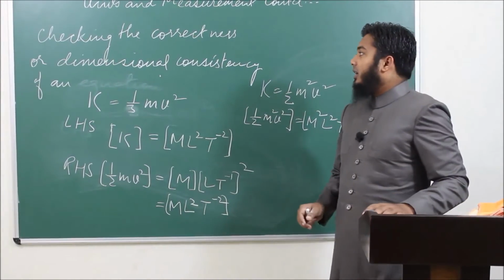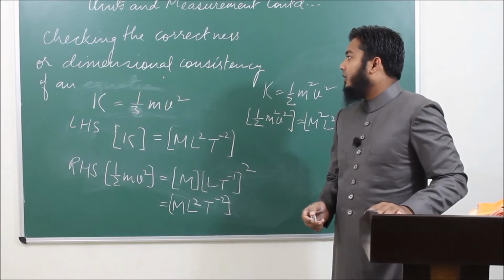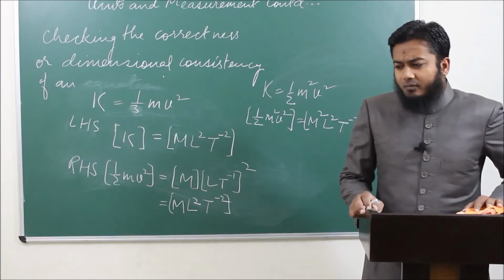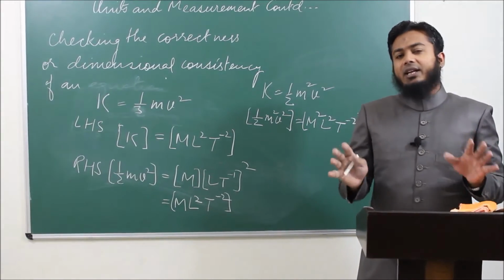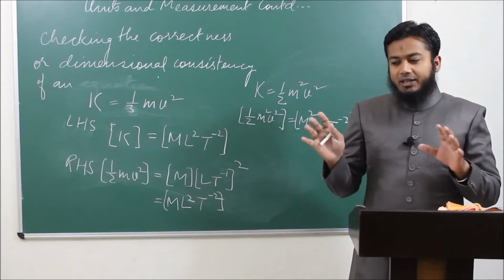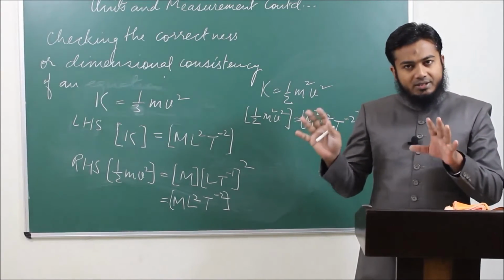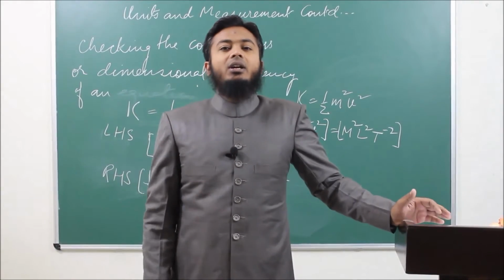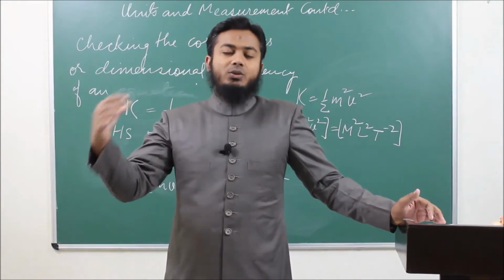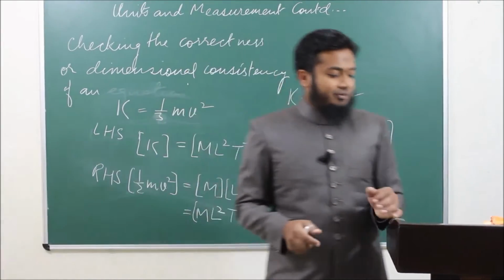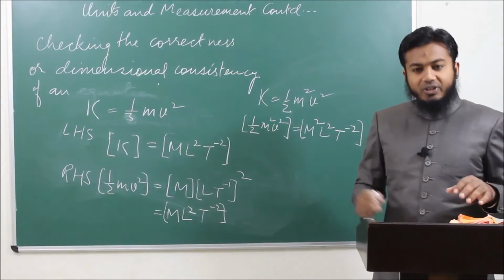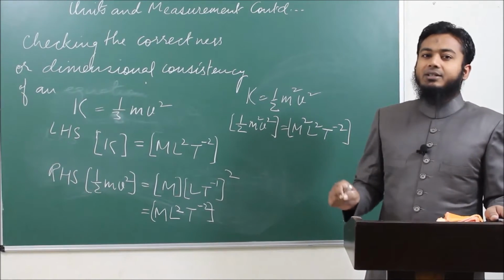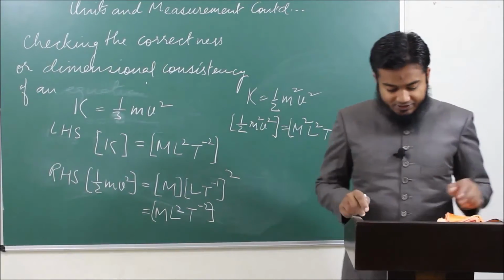So this is how we check the correctness or dimensional consistency of an equation. And it's a good habit to check every dimensional formula that we derive, to check its dimensional consistency. Whenever we derive a formula, it's a good habit to check the correctness, to check the dimensional consistency of the equation. So we will try to keep this practice, that after deriving every equation, we will check it dimensionally. We will check the dimensional consistency.